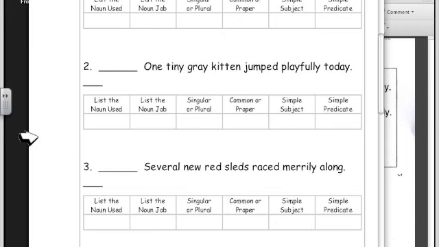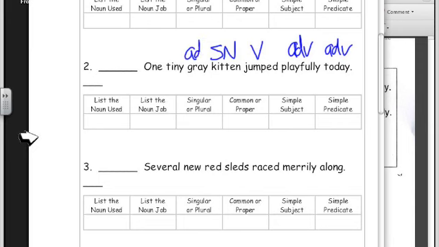One tiny gray kitten jumped playfully today. What jumped playfully today? Kitten. Subject noun. What is being said about kitten? Kitten jumped. Verb. Jumped how? Playfully. Adverb. Jumped when? Today. Adverb.